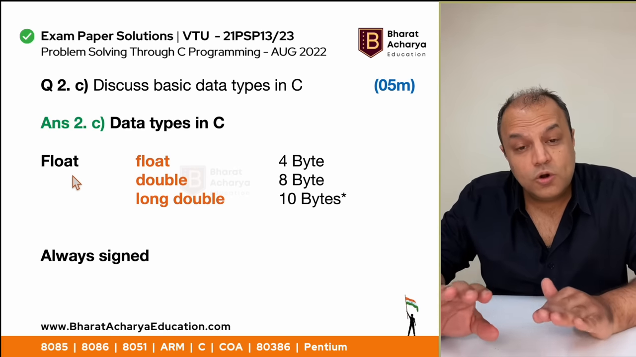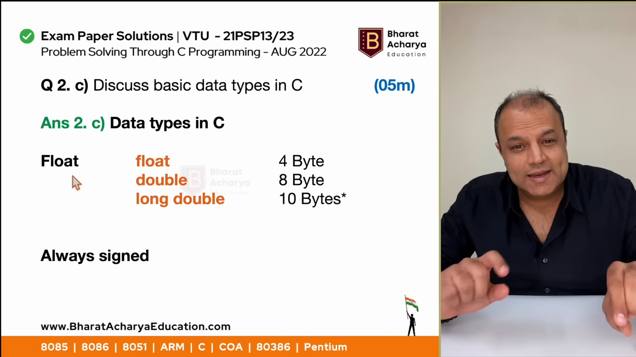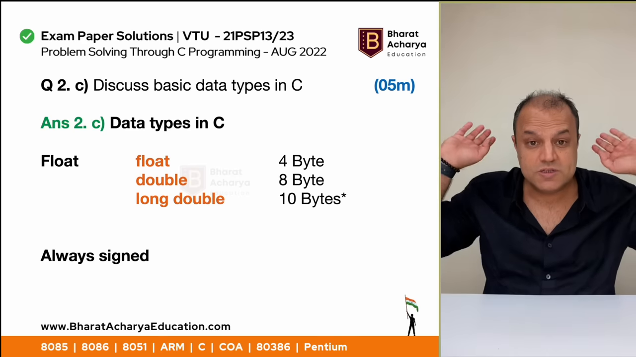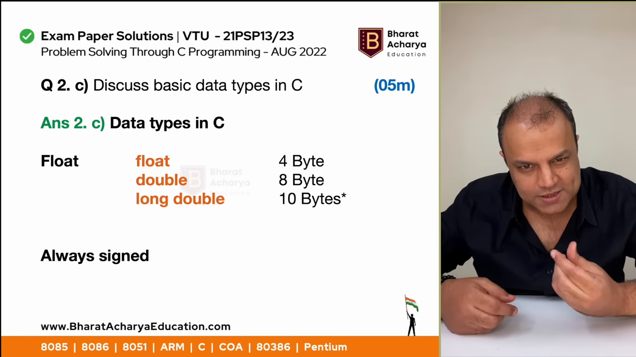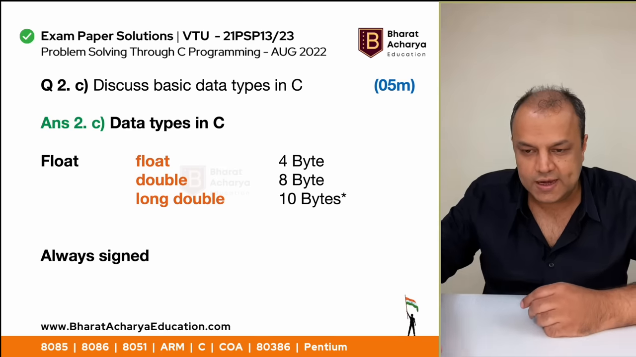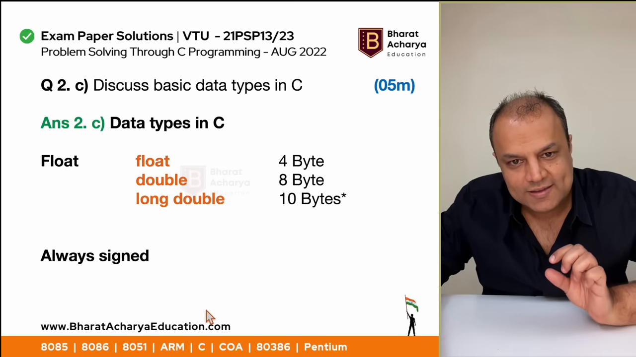Anyway, float numbers are always signed. They have a format: sign, exponent, mantissa. I will not get into it. It's a whole subject altogether. You have to store the fractional part separately and the integer part separately. Anyway, they are always signed. There is a sign bit for that.